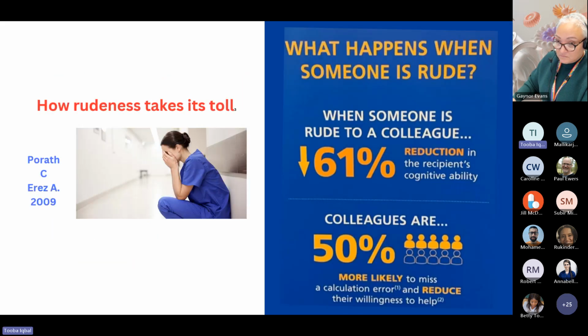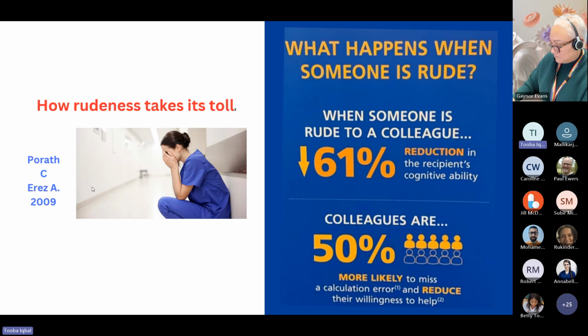So to quote this very important study that was done initially in 2009, it's titled How Rudeness Takes Its Toll. So what happens when someone is rude? And this is extremely relevant within our workplace when you're working in healthcare, and even more relevant in theater settings or acute settings like A&E, obstetrics.